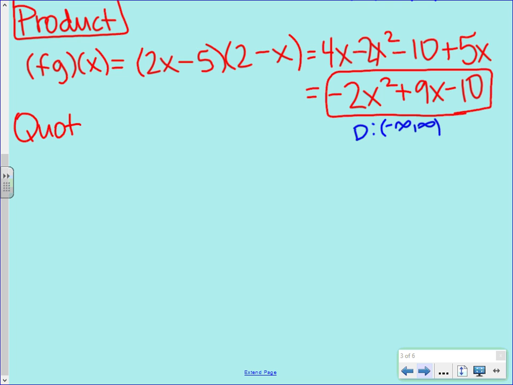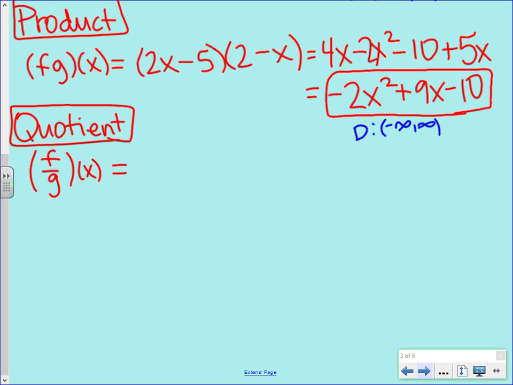our quotient. F divided by g of x. So we're going to take f, that's our numerator, divided by g, that's our denominator. Can we simplify that fraction? X minus 5 over 2. Okay, so you're saying that you want to simplify right here? Yes? No? Can we do that?